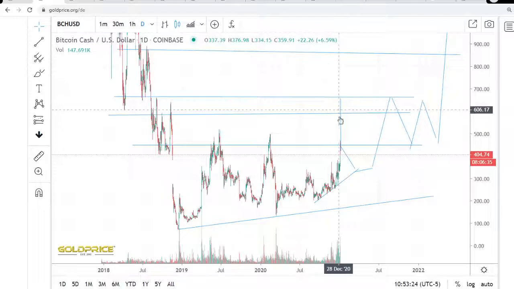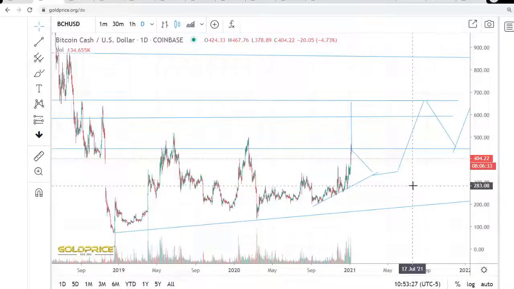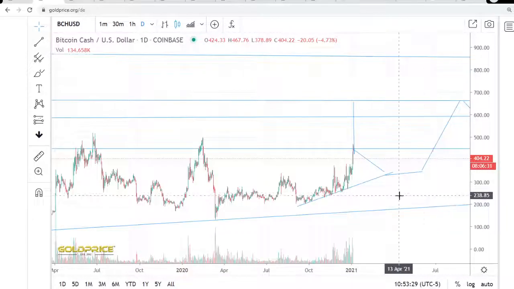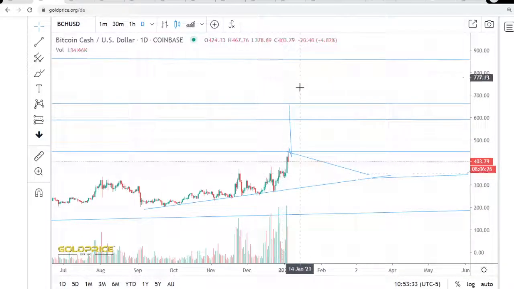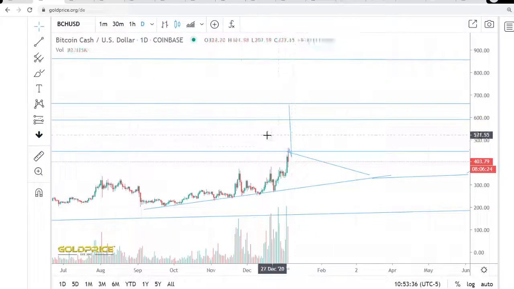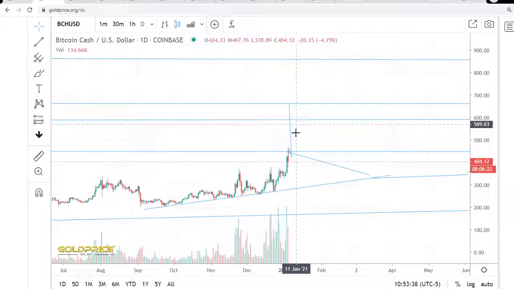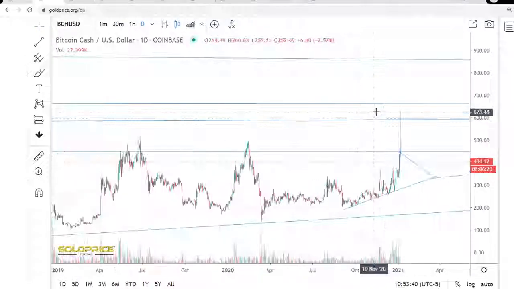Let's look. There are 3 ways which we can choose, but from the detailed analysis, it seems that we can break this trend line because we have here left shoulder, head and the right shoulder building here. It is possible that we can break to the top side.